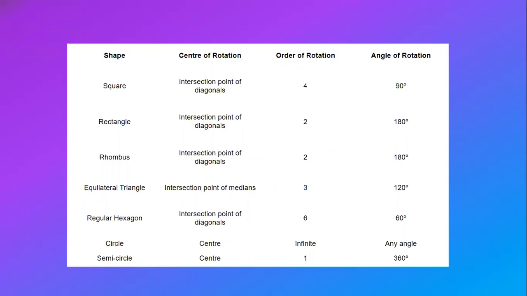In the case of a circle, the center of rotation is at the center of the circle, the order of rotation is infinite, and the angle of rotation is any angle. In the case of a semicircle, the center of rotation is at the center of the semicircle, the order of rotation is 1, and the angle of rotation is 360 degrees.